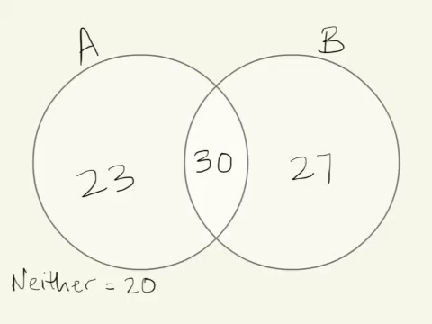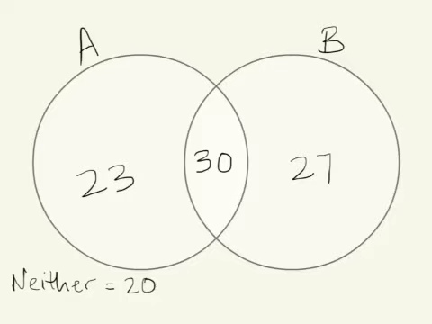Let's think back for just a moment to what we know about Venn diagrams. If you remember, Venn diagrams compare two things, and sometimes more than two, sometimes we might have three circles, but for the most part we've seen Venn diagrams that compare two things.